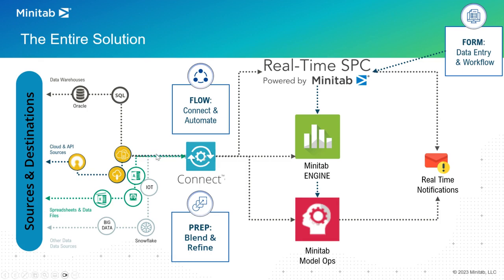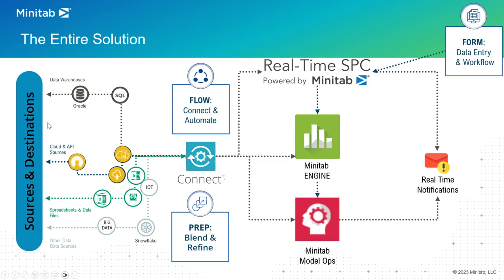And if you're already using a lot of cloud applications, like you have data in AWS or you have data in Snowflake, we would be able to connect to those sources and pull that data in directly into Connect itself. Connect would allow you to connect to your data sources and automate the import of that data. Additionally, Connect will also allow you to prep that data, blend and refine before allowing you to push that data either into RealTime SPC or into Model Ops.